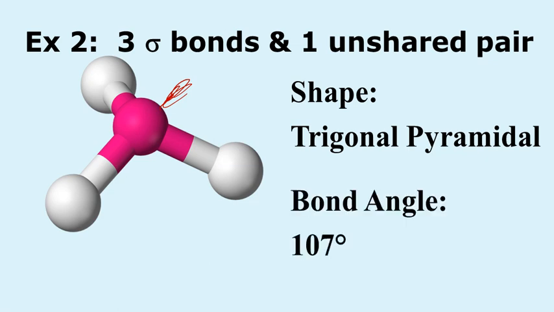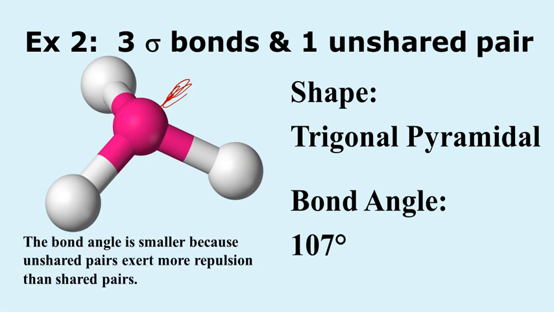Now, why is it not the same as the 109.5 that we had before? Well, it has to do with those unshared electrons. And as it turns out, unshared electron pairs repel more than shared pairs do. And so because we have that unshared pair, that's actually pushing down those other sigma bonds a little bit closer to each other. And so the bond angle is 107 instead of 109.5 like it was earlier.